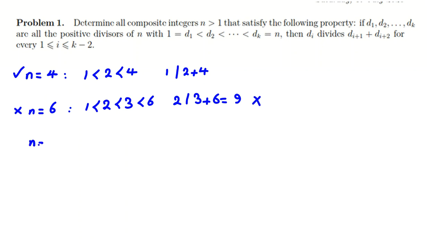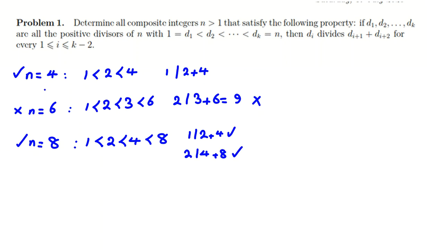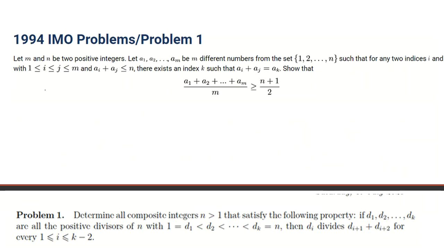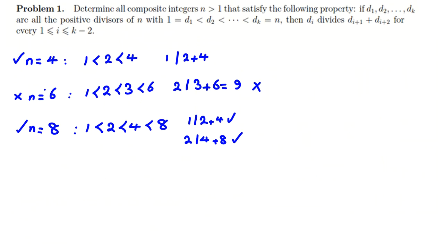Let's check, for example, the next composite number, 8. The divisors are 1, 2, 4, 8. 1 divides 2 plus 4, it's good. 2 divides 4 plus 8, it's good. So n equals 8 is good, and n equals 4 and 8 are good. Can we guess what numbers are good and then try to check? Yes, in the first step, we can say powers of 2 are good, and we can generalize more and say powers of primes are good. And exactly in the problem of SUMaC, we should use the same thing. We should check primes first, then pq, then p squared, powers of primes, to understand the problem.